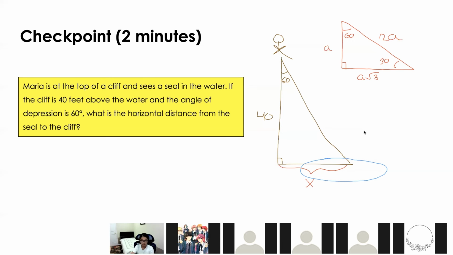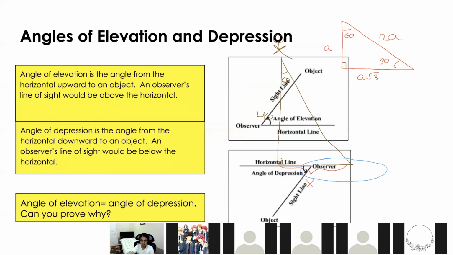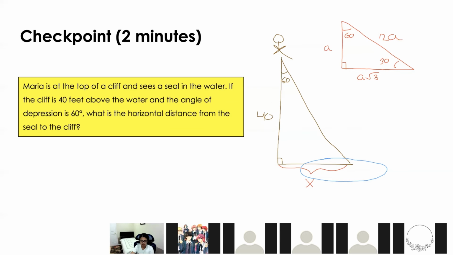Wait 1 second. Why is it called the angle of depression? Because like depression, it's going down. Okay. It's a fancy word.